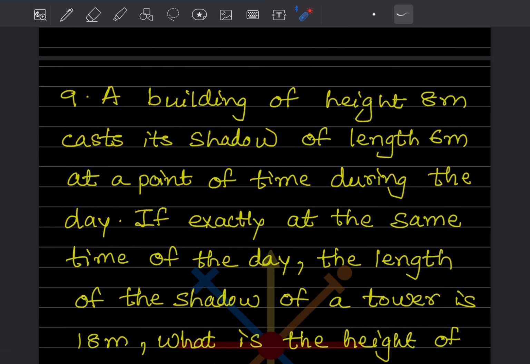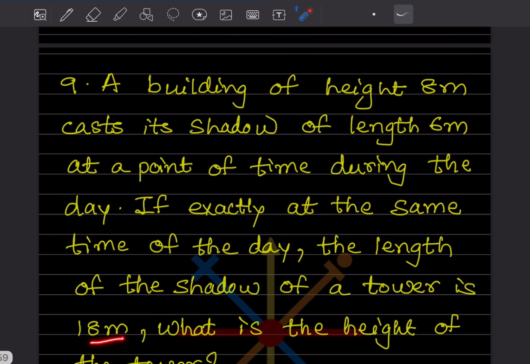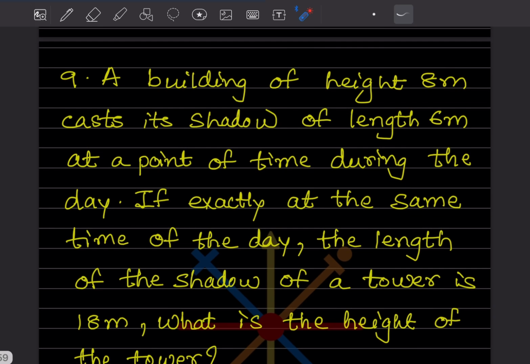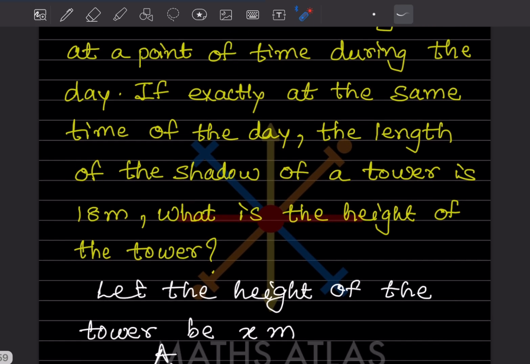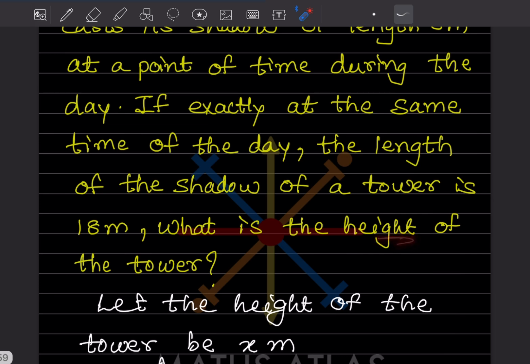A building of height 8 meter casts its shadow of length 6 meter at a point of time during the day. If exactly at the same time of the day, the length of the shadow of a tower is 18 meter, what is the height of the tower? So for this one, let us draw the diagram first. That makes it clear. Now let the height they have asked for, the tower, be x meter.